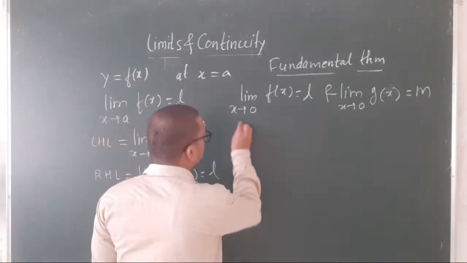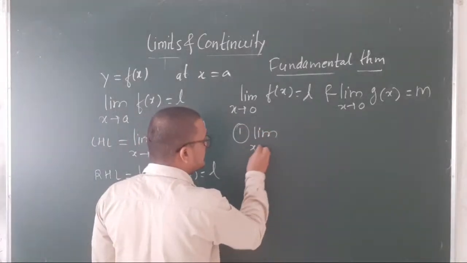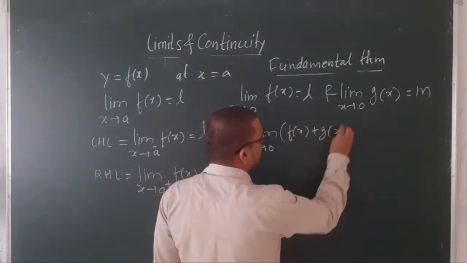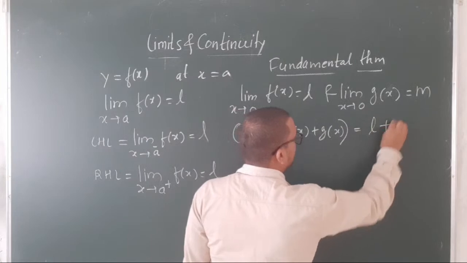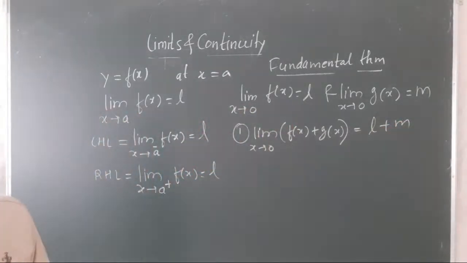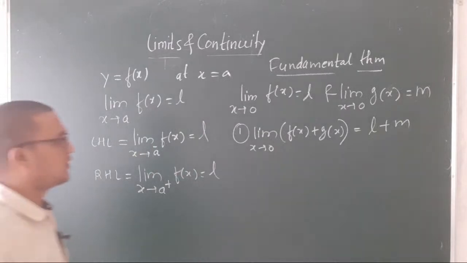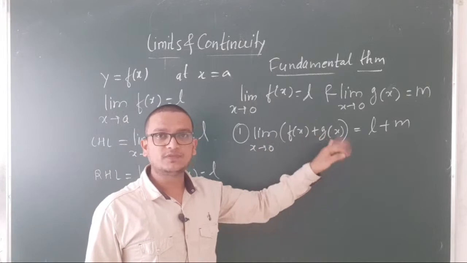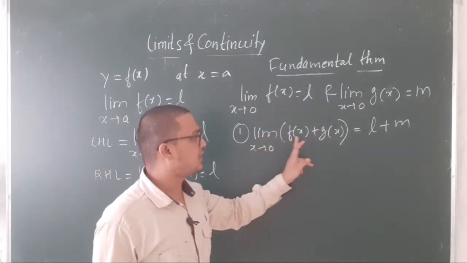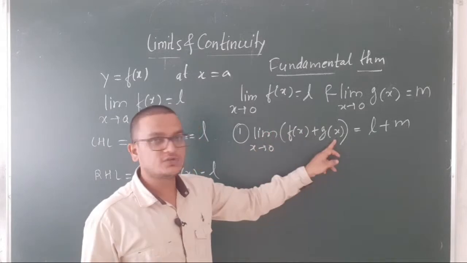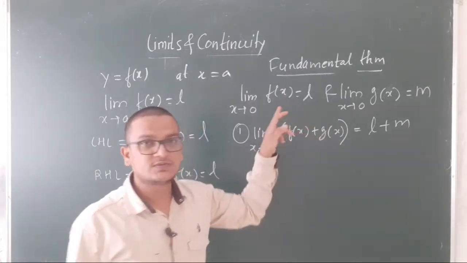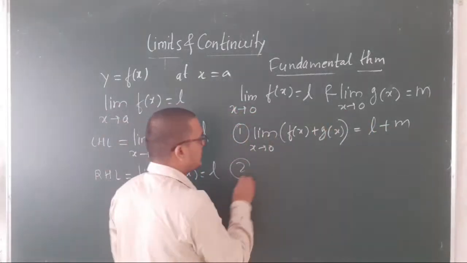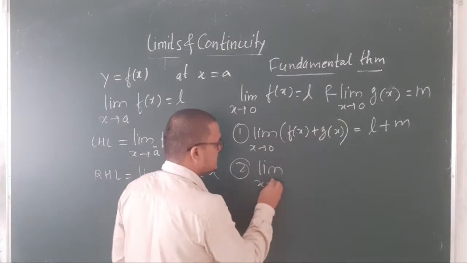See the first rule, it is limit x tends to 0, f of x plus g of x. It will be L plus m. It means we can separate the limit for the sum of the two functions, that is limit x tends to 0 f of x plus limit x tends to 0 g of x. But f of x is L, g of x is m. Okay.